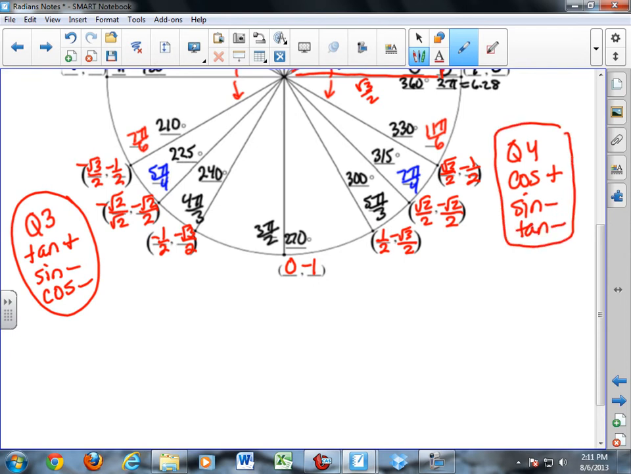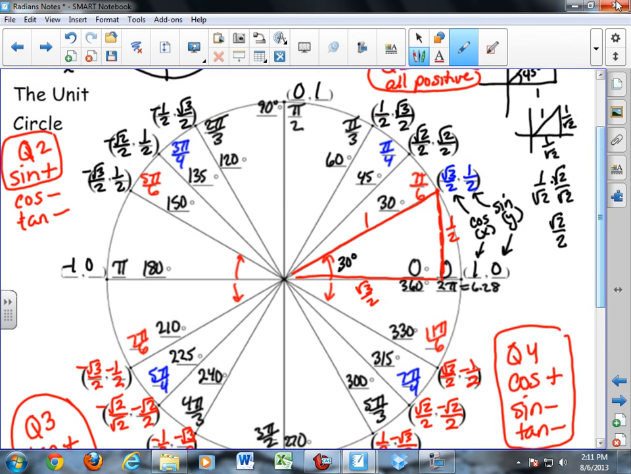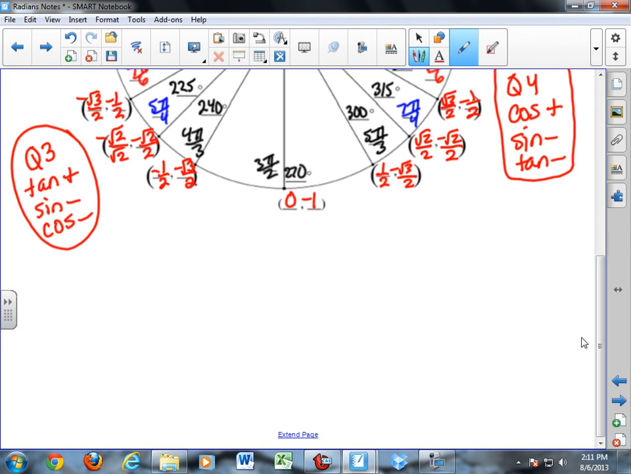Now just to show you one interesting little pattern, you'll notice that we're always counting from 0 to 1/2 to square root of 2 over 2 to square root of 3 over 2 to 1. If we go the opposite direction with cosine, 0, 1/2, square root of 2 over 2, square root of 3 over 2, 1. There's something interesting about that little pattern.